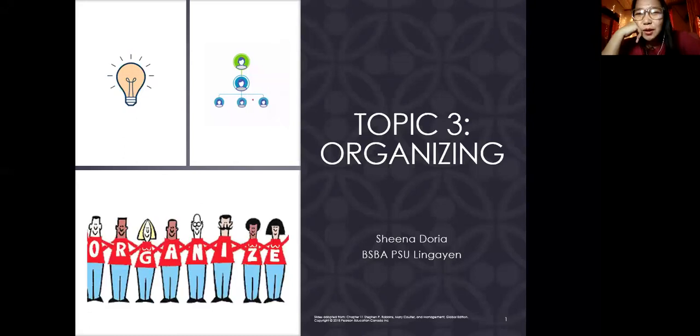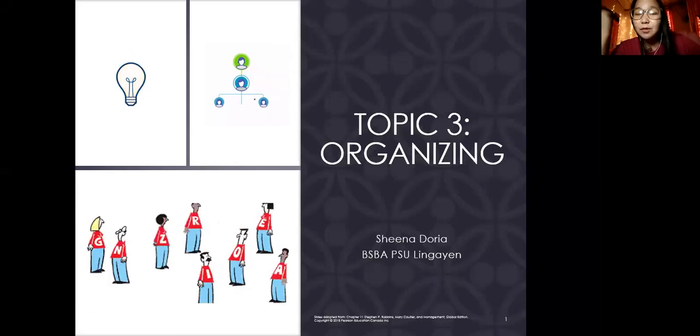Okay, so hello everybody. I am Ma'am Sheena and I am back to discuss topic 3, which is all about the second function of management, or second managerial function, which is organizing. So last time we have discussed planning, which is the first one. And ngayon, we will discuss the second, which is organizing.